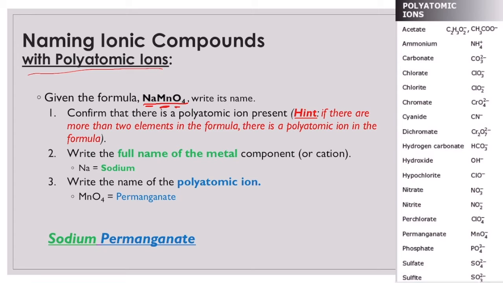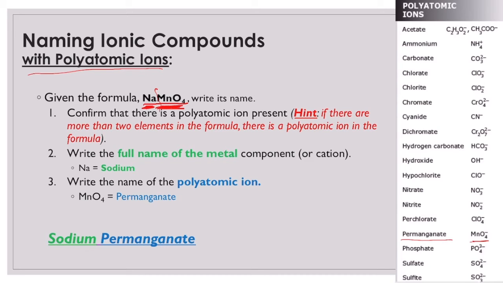And usually if we start with a metal here, then everything else in that compound is going to be our polyatomic ion. So let's see if we can find a polyatomic ion that has MnO4. And I'm looking over here. There it is right here. That is permanganate.